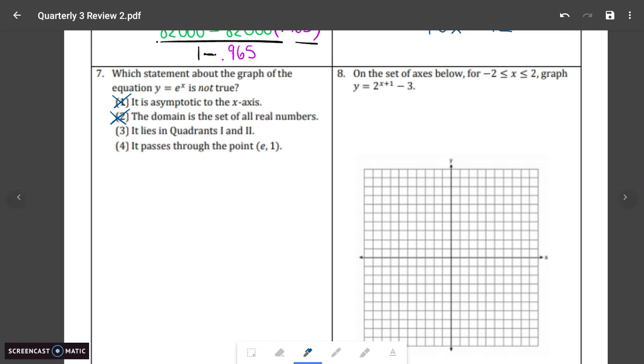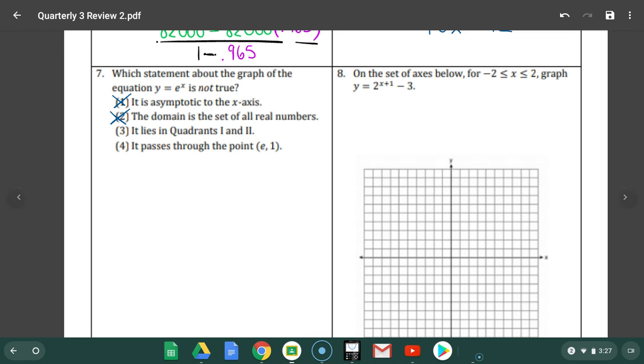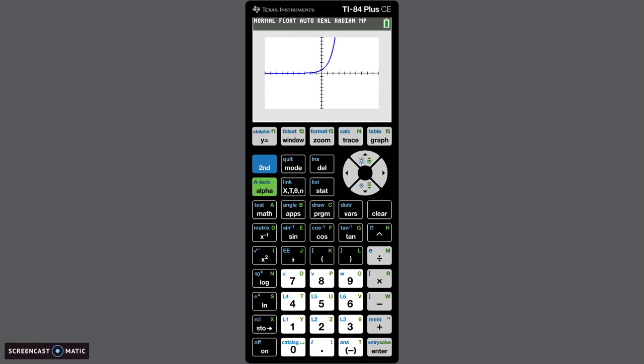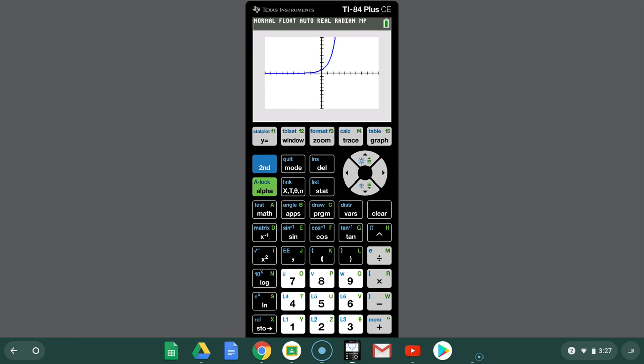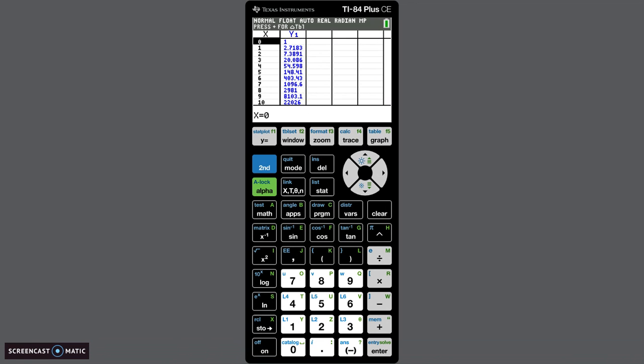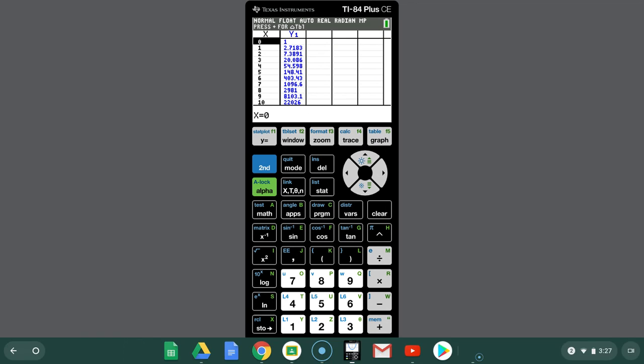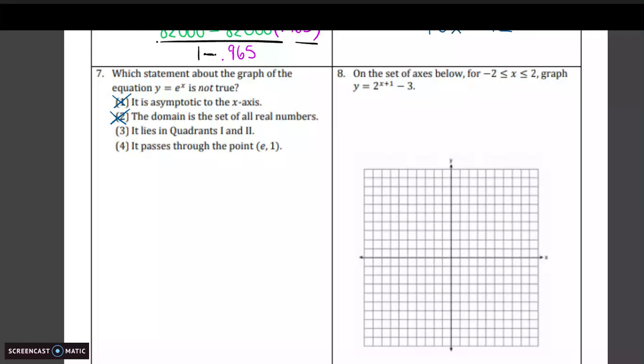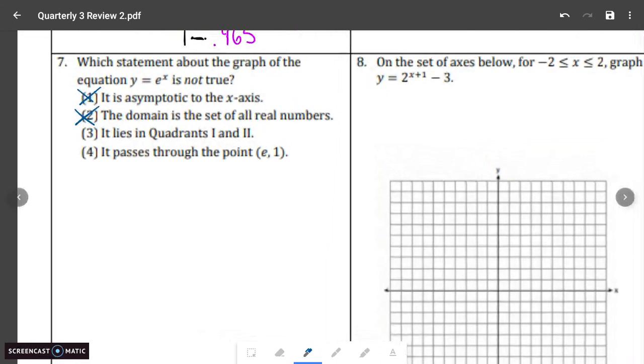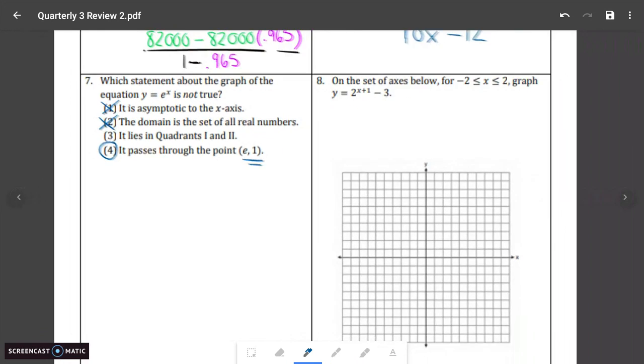It lies in quadrants 1 and 2. So remember, quadrant 1 would be the upper right-hand corner. And then quadrant 2 is the upper left-hand corner. So yes, that's true too. So it has to be choice 4. And when I look at my table here, 0, 1, that's true for all exponentials. It should pass through the point 0, 1. Okay? And if you look at the graph, you'll be able to follow up.